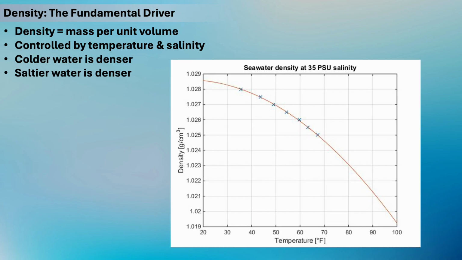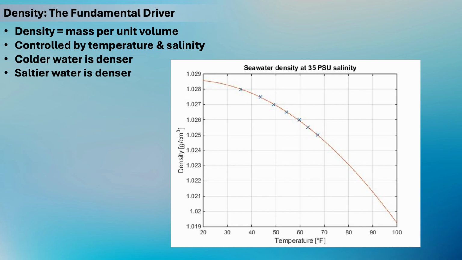When salts dissolve in water, they dissociate into ions: sodium, chloride, magnesium, sulfate, and all the others. These ions add mass to the water. While dissolved ions also influence water structure slightly, the dominant effect is that salinity increases mass more than it increases volume. Therefore, increasing salinity increases density. So the rule for deep circulation is straightforward. Cold and salty water will sink.